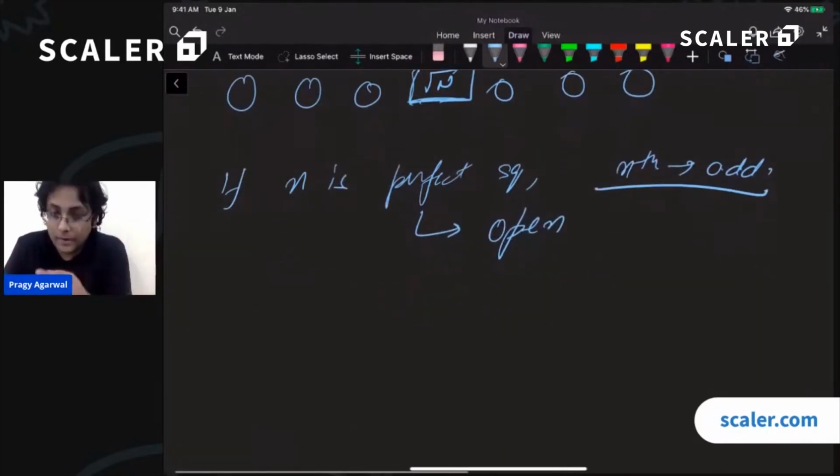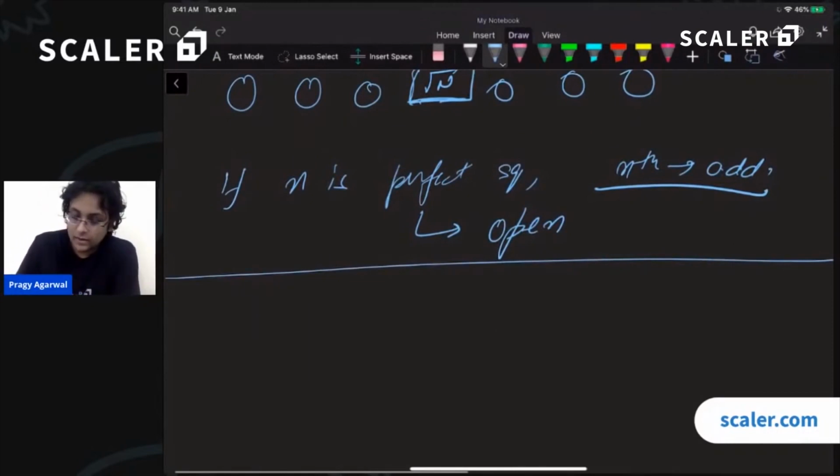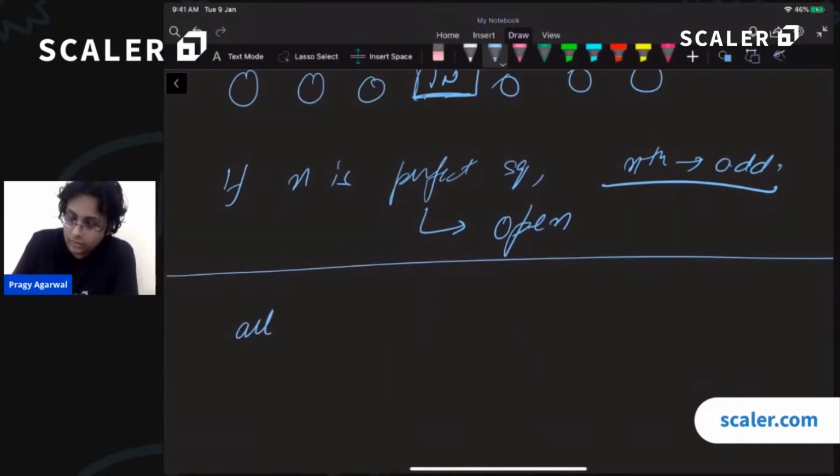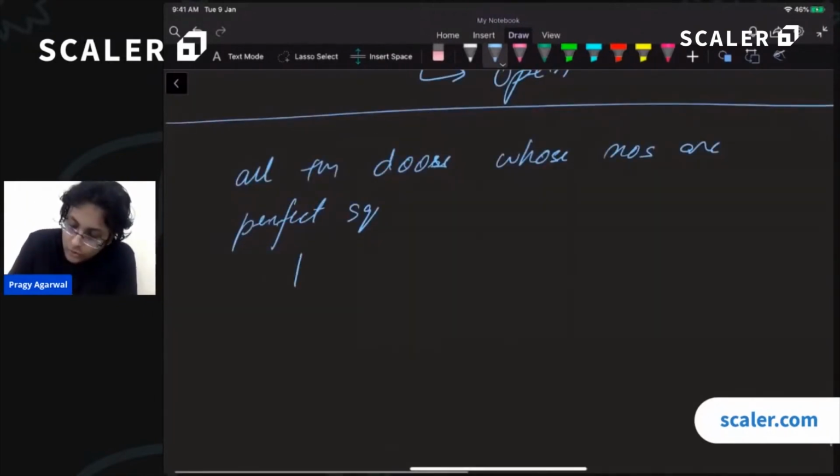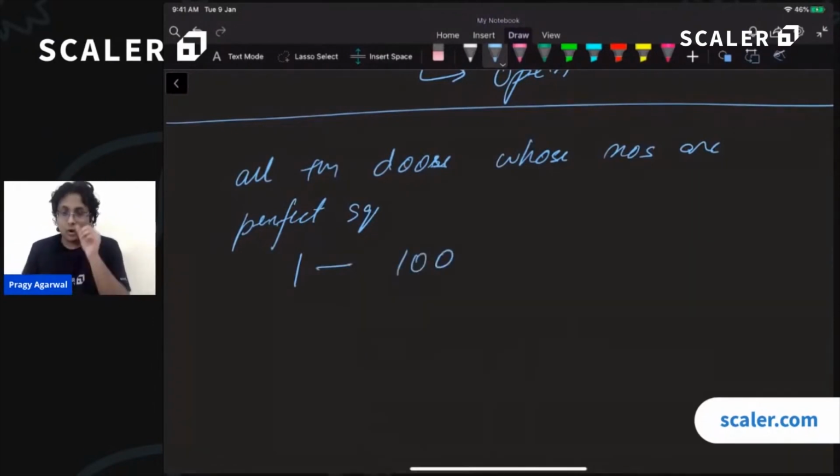So which doors will be open? Now we know the answer. Which doors will be open? All the doors whose numbers are perfect squares. Perfect squares, right? And among the doors from 1 to 100, which doors are those?